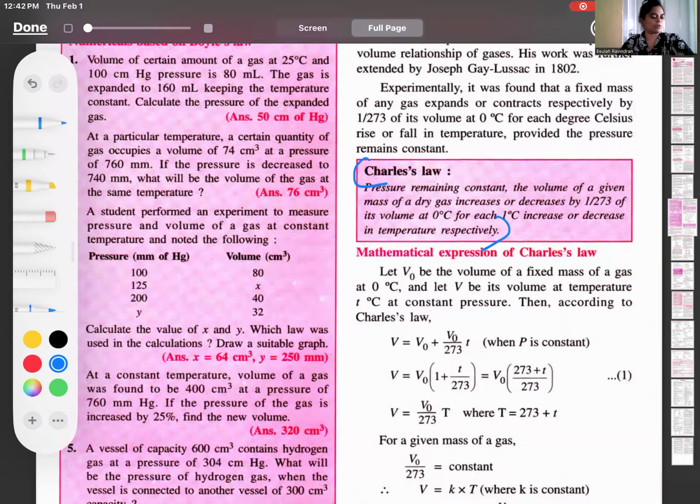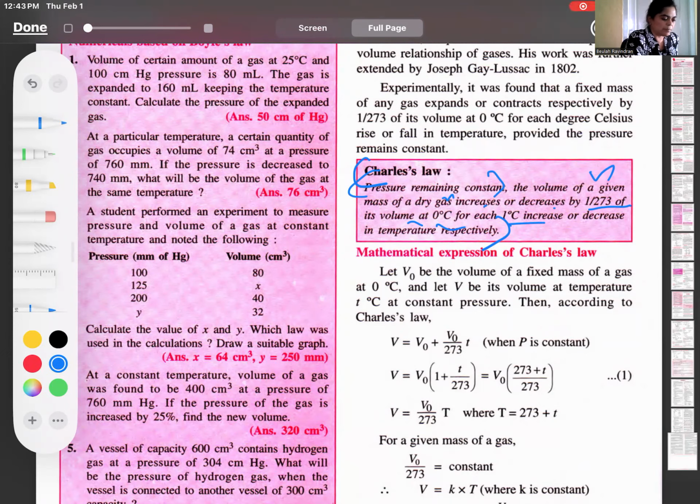Charles only concluded this law. What is Charles' law actually? Charles's law: the volume of a given mass of a dry gas, keeping pressure constant, increases or decreases by 1/273 of its volume at 0 degrees Celsius for each 1 degree rise or decrease in temperature, respectively. So what is the meaning?